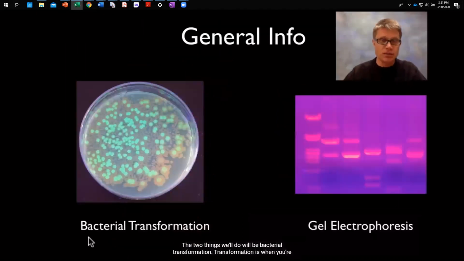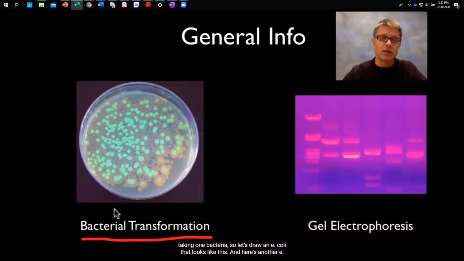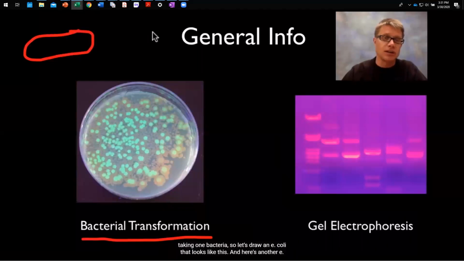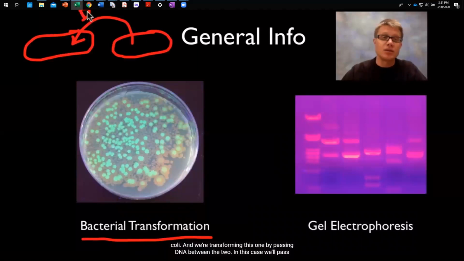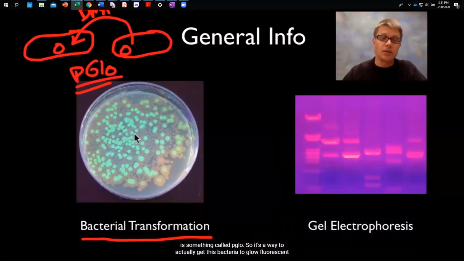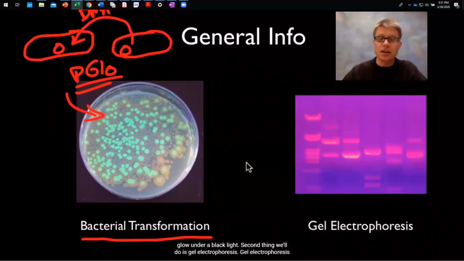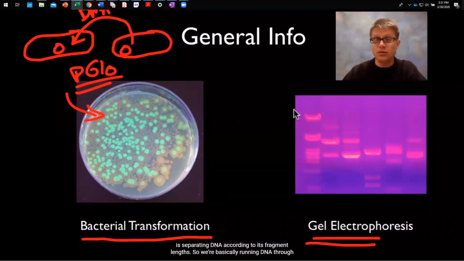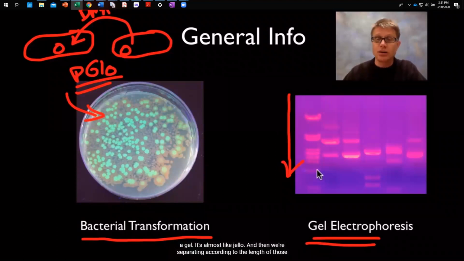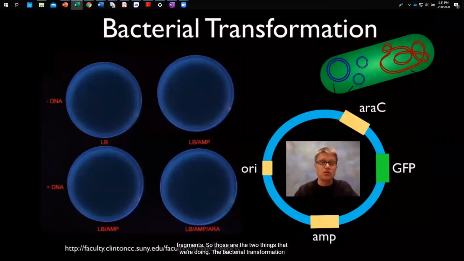The two things we'll do will be bacterial transformation. Transformation is when you're taking one bacteria, so let's draw an E. coli that looks like this, and here's another E. coli, and we're transforming this one by passing DNA between the two. In this case, we'll pass a little bit of DNA called a plasmid from one to another. The plasmid we'll be using is something called P-Glow, so it's a way to actually get this bacteria to glow, fluorescent glow under a black light. Second thing we'll do is gel electrophoresis. Gel electrophoresis is separating DNA according to its fragment length. So we're basically running DNA through a gel. It's almost like Jell-O, and then we're separating according to the length of those fragments. So those are the two things that we're doing.